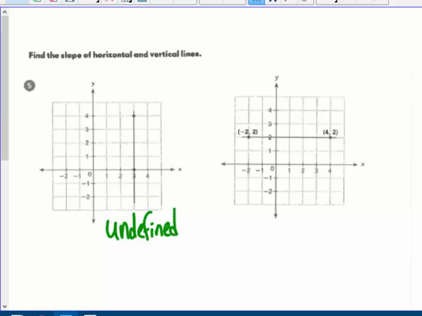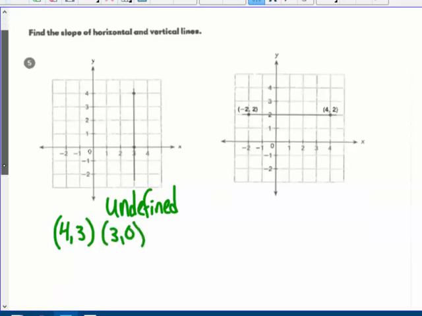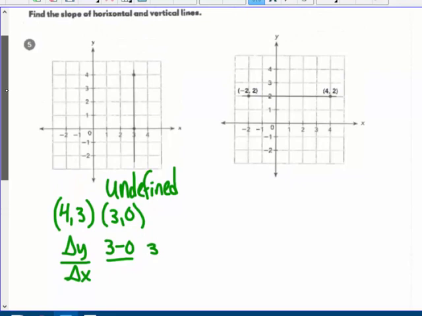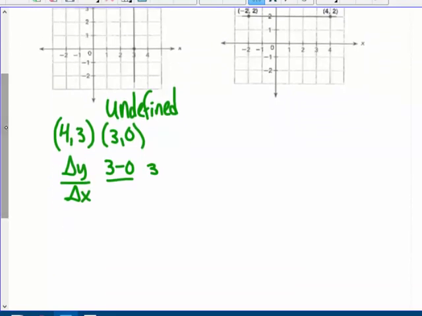Yes, I could put points in and I could say, oh, here's the point 4, 3. And here's the point 3, 0. So when I do my delta y over delta x, changing the y values, 3 minus 0, well, that's 3. I did this wrong. That's not 4, 3. That's 3, 4, you goofball.